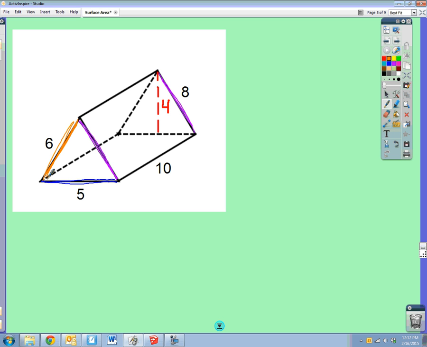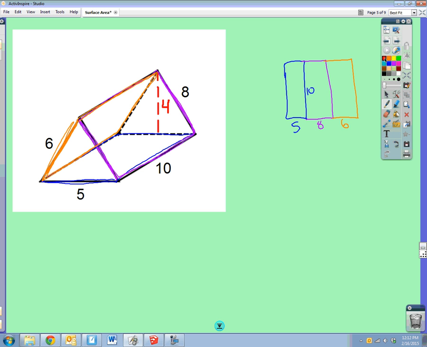And if you flatten that triangular prism out, you'll see that we have a rectangle on the bottom. So the bottom rectangle is going to be 5 by 10. We've got a rectangle on the side here, and that's going to be 8 by 10. And then we've got a rectangle on the other side, over here. And that rectangle, or parallelogram, it kind of looks like, but it's a rectangle, is going to be 6 by 10.